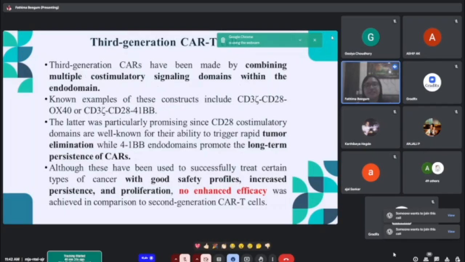It has a co-stimulatory signal, so it has better cytotoxic properties. Coming to the third generation, the peculiarity is that it doesn't have enhanced efficacy when compared to the second generation, but it has multiple co-stimulatory signals, and better tumor elimination and long-term persistence are also there, but no enhanced efficacy.